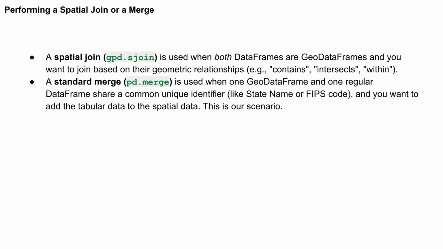Now, since we are working with two data sets where one is a GeoDataFrame and the other one is a DataFrame, we will be using a standard merge using the Pandas merge function. If we were dealing with two GeoDataFrames where each one had a geometry column, then we would be able to use the GeoPandas function sjoin, where we would focus on the geometry columns and be able to join the data that way. Again, in this course, we will just focus on the standard merge.